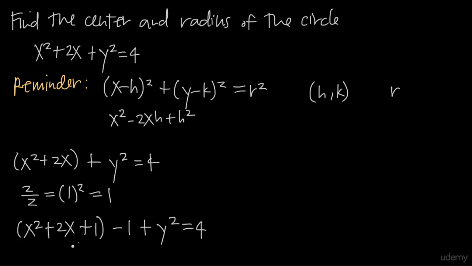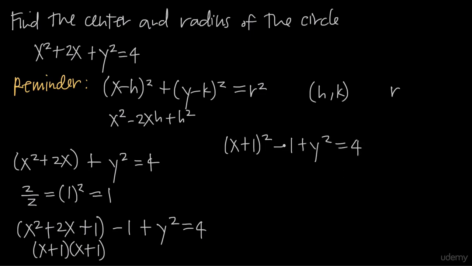X squared plus 2x plus 1 is the same as x plus 1 times x plus 1. Therefore, we can rewrite this and we can say quantity x plus 1 squared. Then we have minus 1 plus y squared equals 4. Well, we want to go ahead and add 1 to both sides to get rid of this negative 1. So we'll say quantity x plus 1 squared plus y squared is equal to 5 when we add 1 to both sides.